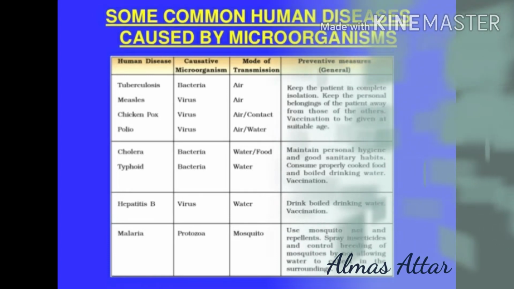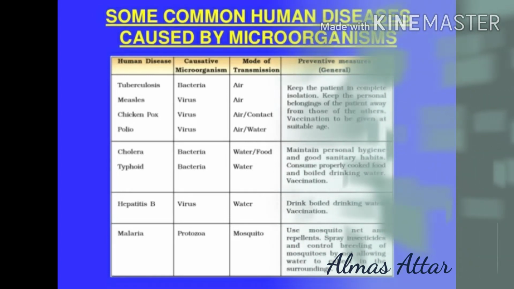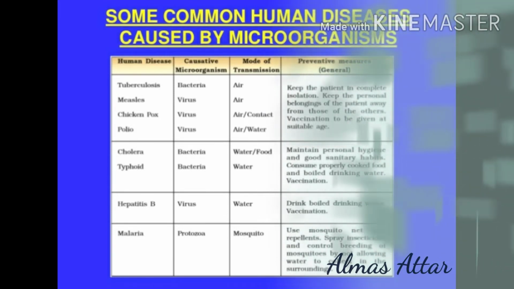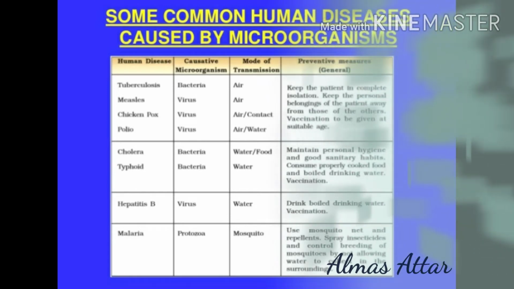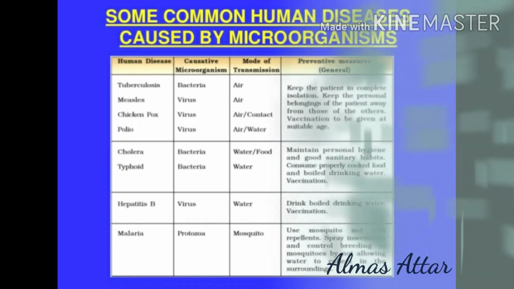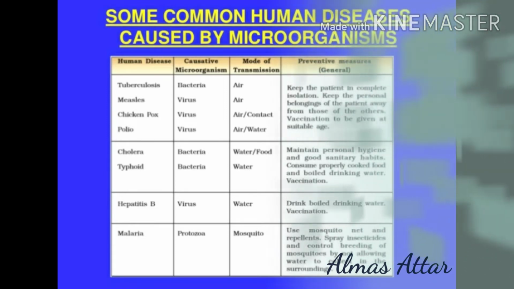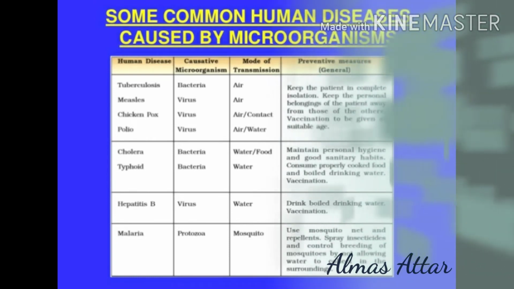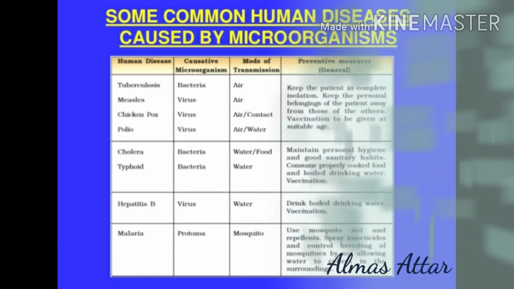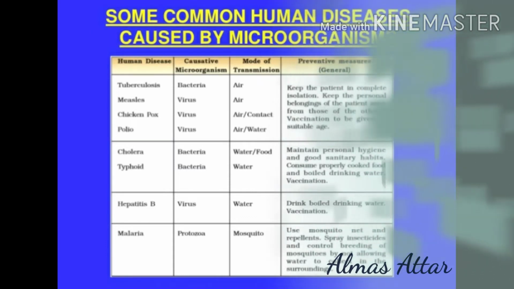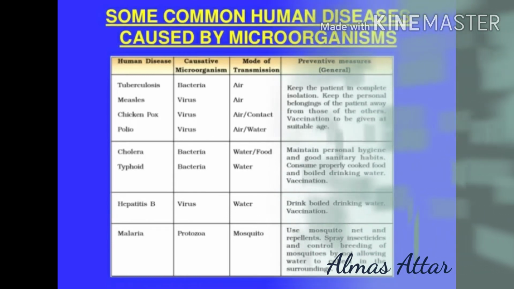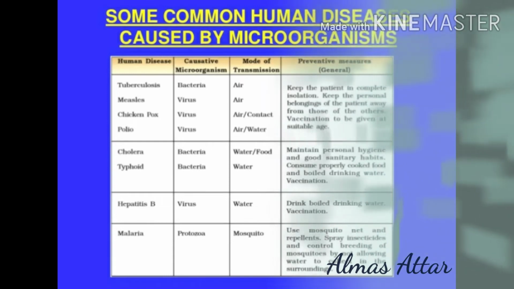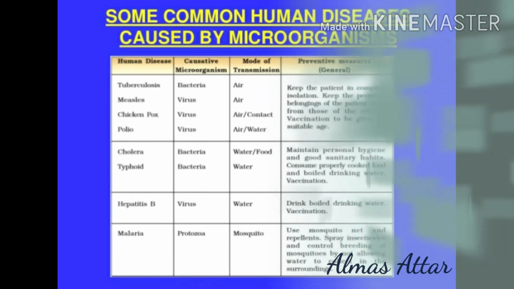Complete isolation means a place that is separate from others, and the belongings of the infected person are also kept away from those of other people, and vaccination is to be given at a suitable age. Next disease, measles. Here the causative microorganism is a virus, and the mode of transmission is air. The preventive measure is the same as for tuberculosis: the patient should be kept in complete isolation, personal belongings should be kept away from other people, and vaccination to be given at a suitable age.